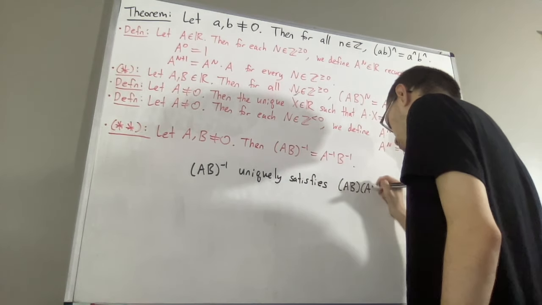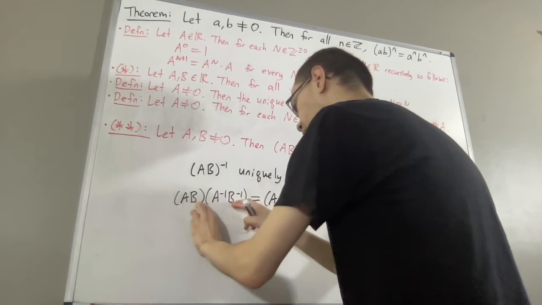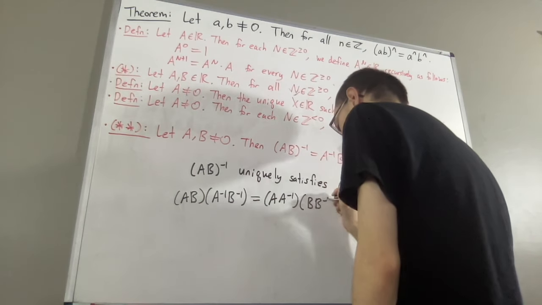So if we can show that reciprocal of a times reciprocal of b also has this property, then they must be equal. So if we do ab times reciprocal of a times reciprocal of b, we can show that this is equal to 1. Now, the idea is, since multiplication is commutative and associative, we can move things around, group together the a and the reciprocal of a, like this, group together the b and the reciprocal of b, like this.